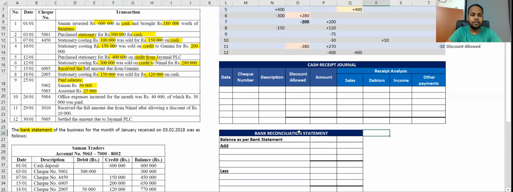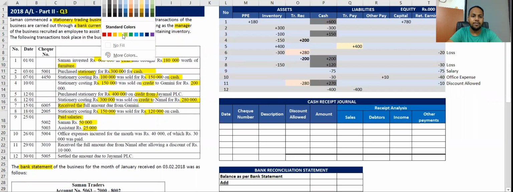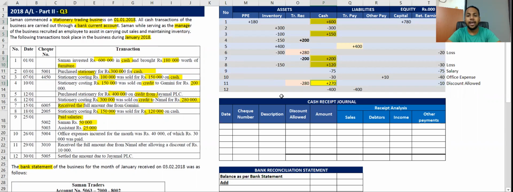The second question is to prepare the cash receipt journal. This is the format of the cash receipt journal. So what comes under the cash receipt? Let's check. You can find cash receipts from the cash column. In the cash column, we have 600, 150, 200, 120, 270. These transactions will increase the cash, so these are the cash receipts. Let's identify them and record them in the cash receipt journal.